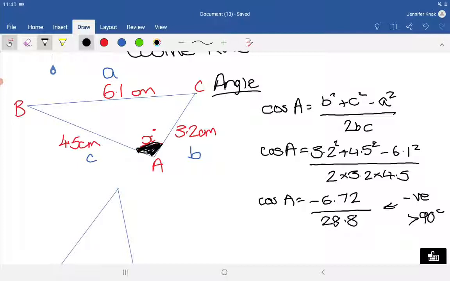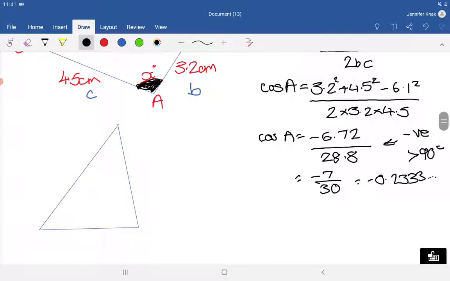Either way, you should get an answer of, when we work out that little sum there, minus 6.72 divided by 28.8. Your calculator might give you minus 7 over 30, or you might have it as a decimal, which would be minus 0.23 repeater, so 0.23333. But remember, that's not the size of the angle, that's cos of the angle, that's cos A. So in order to get A, we're going to have to do inverse cosine, just like you would in SOHCAHTOA. So A is going to be the inverse cosine of, let me keep the fraction, we like exact values, minus 7 over 30, but I've got that 0.233333 on my calculator screen anyway.